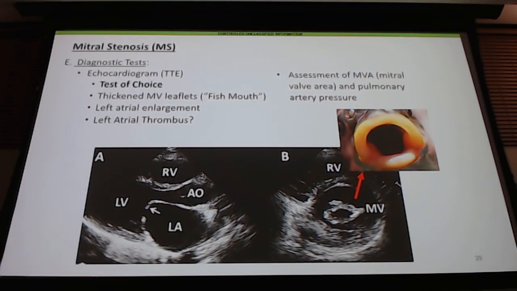And the test of choice, of course, is going to be the echocardiogram, because it's the best imaging study we have that looks at the valves themselves. And the classic finding that you see in mitral stenosis on echo is that fish mouth deformity of the mitral valve, where those leaflets of the mitral valve are thickened, calcified, and it looks like a fish mouth.